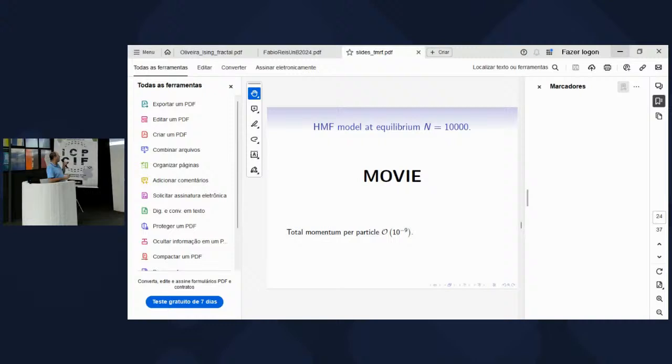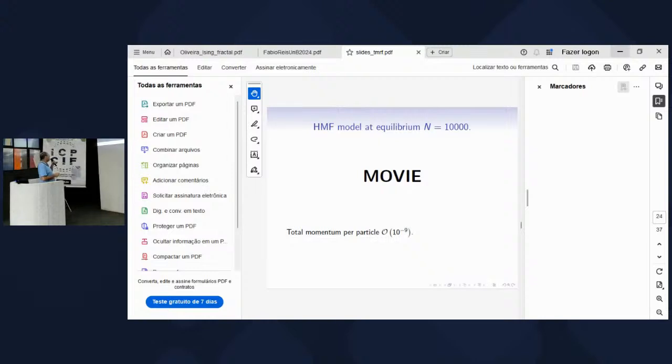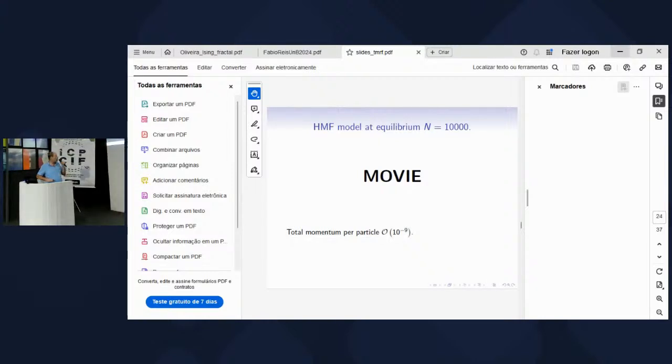Okay, so we have the time. In the horizontal axis is the position, the angle theta, and the vertical line is the momentum for each one of the 10,000 particles. The center of mass is here. If we look, it performs a motion.